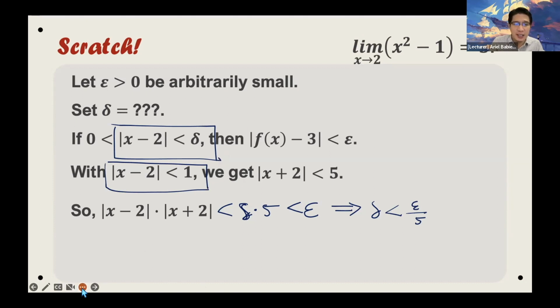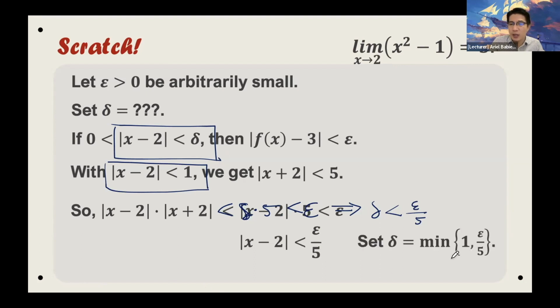But then let me just finish this. The actual final choice for delta is this one. It's the minimum of 1 and epsilon over 5. Bakit 1 and epsilon over 5? Epsilon over 5, you get it from this one. Ay, sorry, mali pala ang ginawa ko. I-clear ko muna yung mga nasa slide ko just to be consistent.